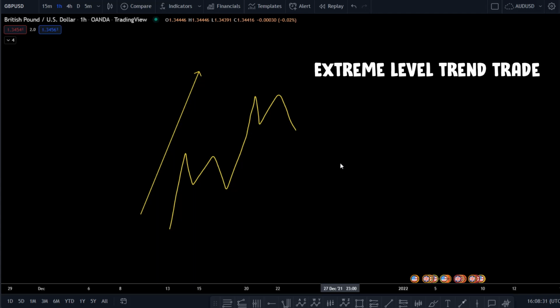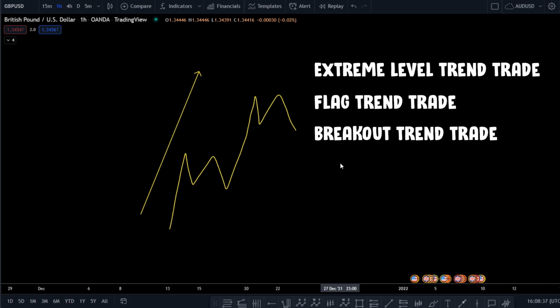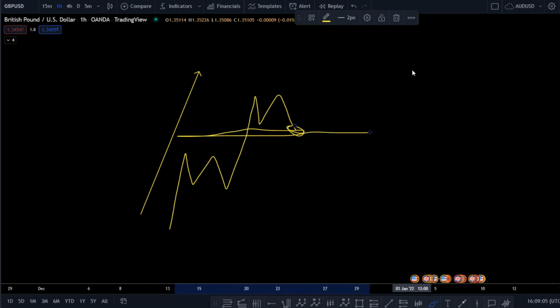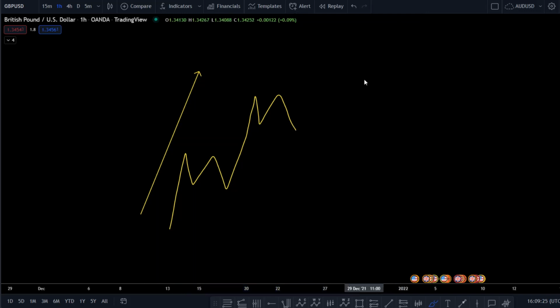And those categories are an extreme level trend trade, a flag trend trade, and a breakout trend trade. So let's take a look at this structure here. Let's just start with the extreme level trend trade. This is a trade that I take at the bottom here. You have to be more advanced, and it's really not for the beginner because you're trying to pick the bottom of the trade. This is what I call an extreme level trend trade because it's at an extreme level basically. It's also known as simply a reversal, but I just call it an extreme level.